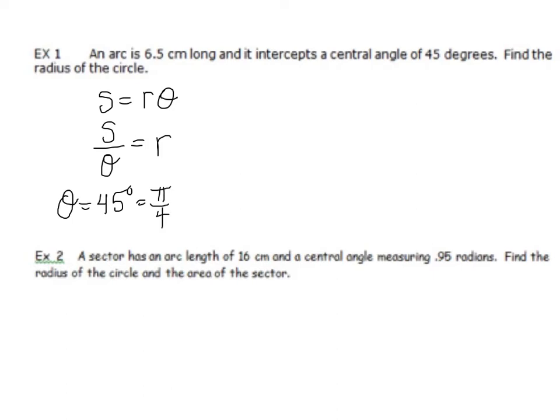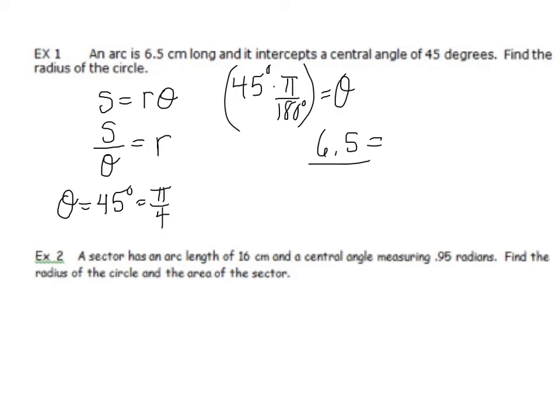If you don't remember what that is, then you'll have to figure it out, and in order to figure it out, you would do 45 degrees times pi over 180, and you could do that on your calculator, and that would convert your theta to radians. All right, so what you're going to do is take 6.5 divided by pi over 4, and that's going to equal r. And so that's going to equal approximately 8.28 centimeters.